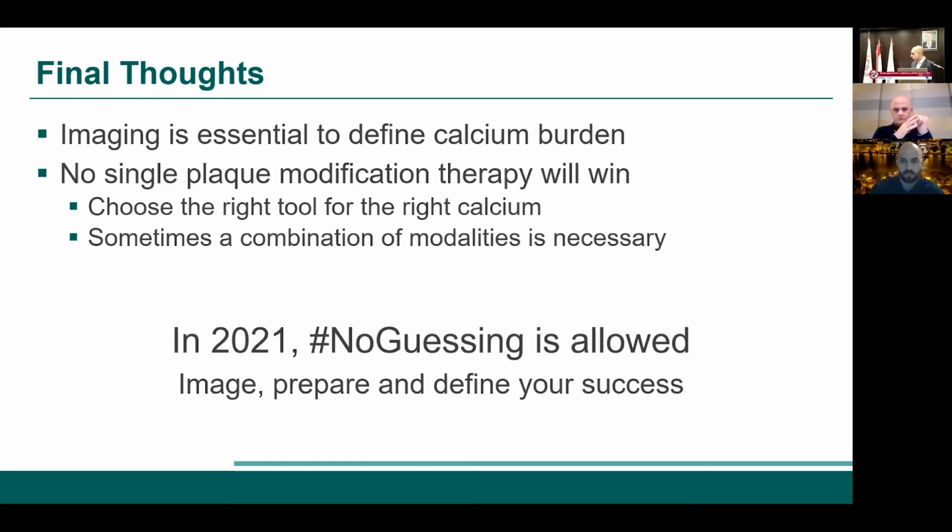So some of them are available at Ali's place, some of them at Raji's place, some of them at Malik's place, some at Abdullah's place, some at our place. But ultimately, we hope for some improvement in the reimbursement, because that remains a challenge on how much we can use these. No single plaque modification therapy will win.